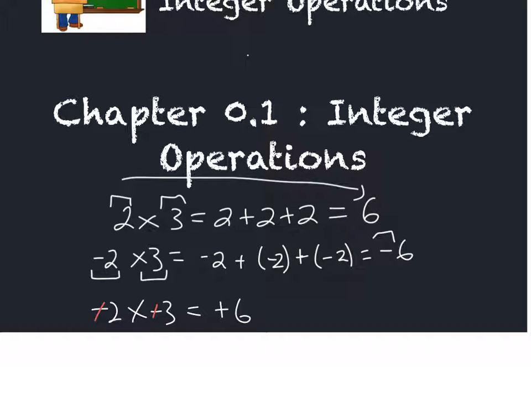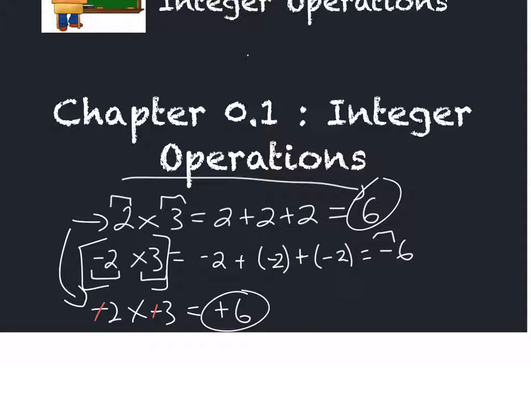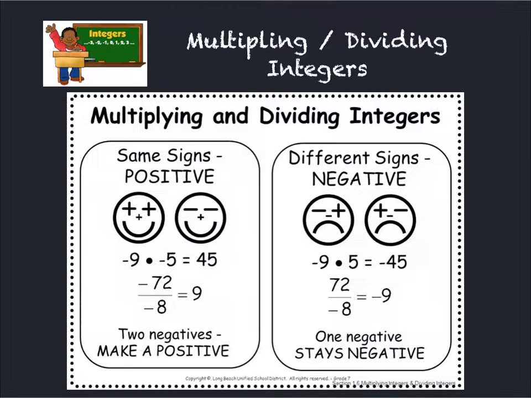So if we look at this, when we have the same signs, when they were both positive or when they were both negative, our answers were both positive. When we had different signs, our answer was negative. So here's the rule, write this down. Same signs, you're always going to have a positive answer when you're multiplying or dividing integers.